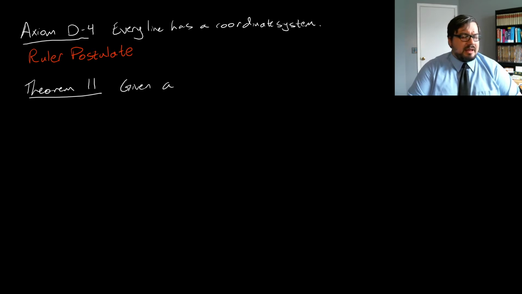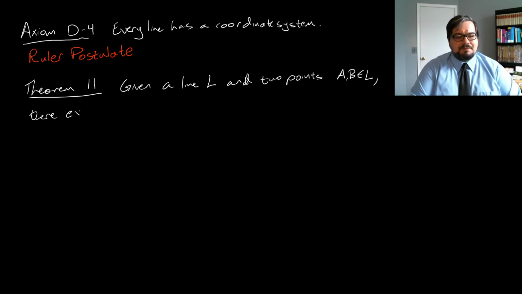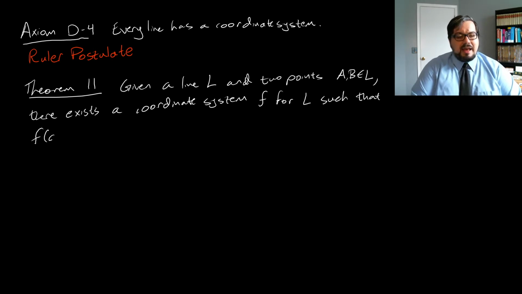Given a line L and 2 points, A and B, belonging to L, there exists a coordinate system f for L such that f of A equals 0 and f of B is greater than 0.